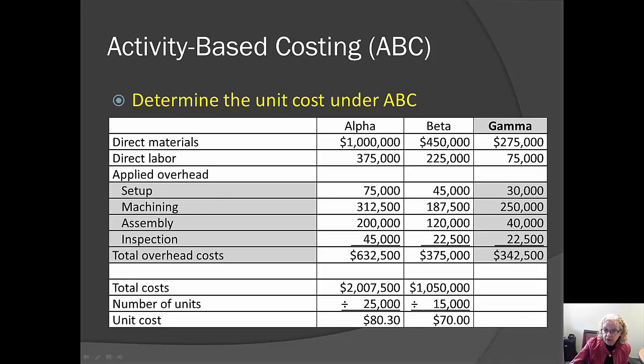Finally, we can do the same thing for Gamma. Add up the overhead costs, add in the materials and labor costs, divide by the total number of units to get a cost per unit.